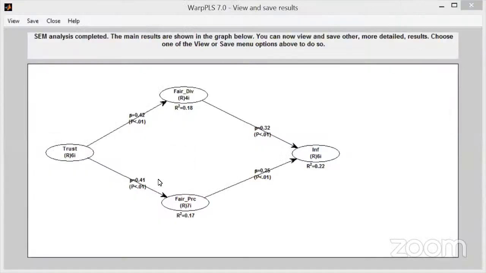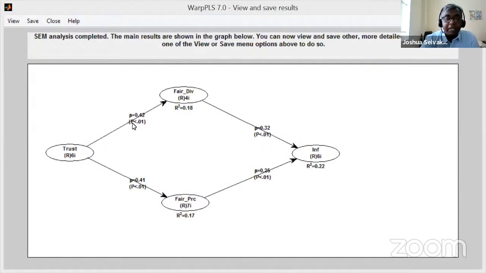So it has run the model, and the output is this. Can you see the output? Yes, sir. Okay, got it. The p-value is the significance value, same thing that you have in SPSS. A p-value less than 0.05 is significant. This one is less than 0.01, so this relationship is significant. The beta value is 0.42, similar to the R value, the correlation value. Therefore, there seems to be a relationship between trust and fair division.